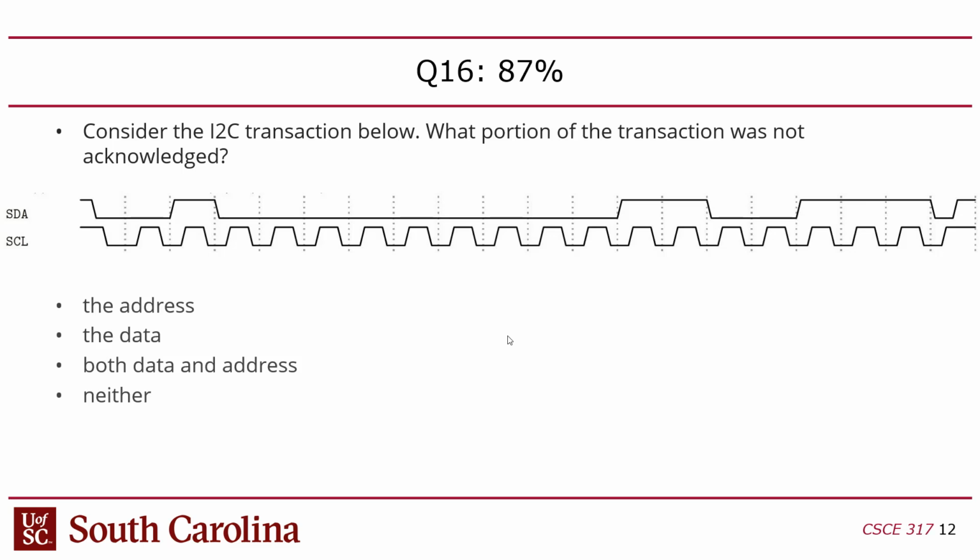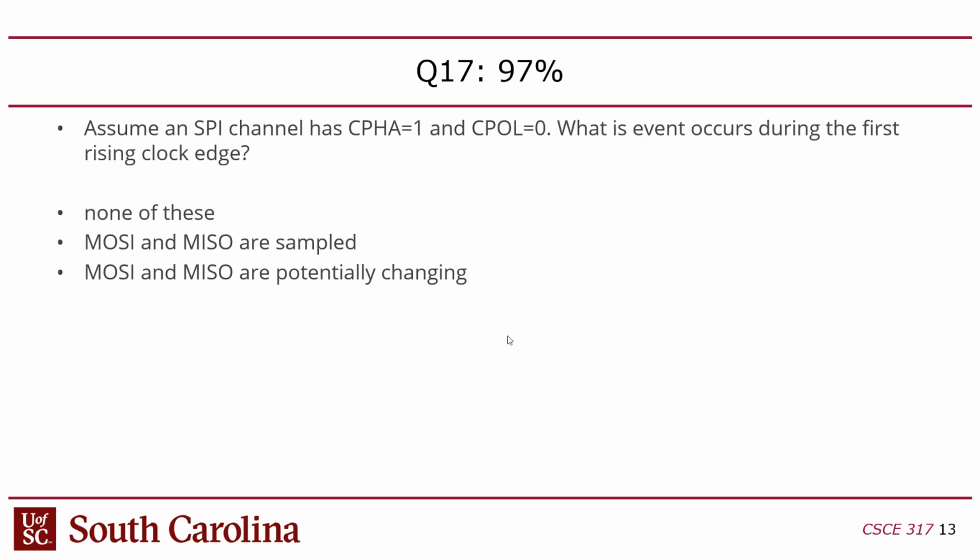We don't know if it was the master or slave that was not acknowledging it. I mean, we could probably figure that out, but I don't really care. I just can see that the data part is not acknowledged based on the fact that the 18th SDA bit is high.